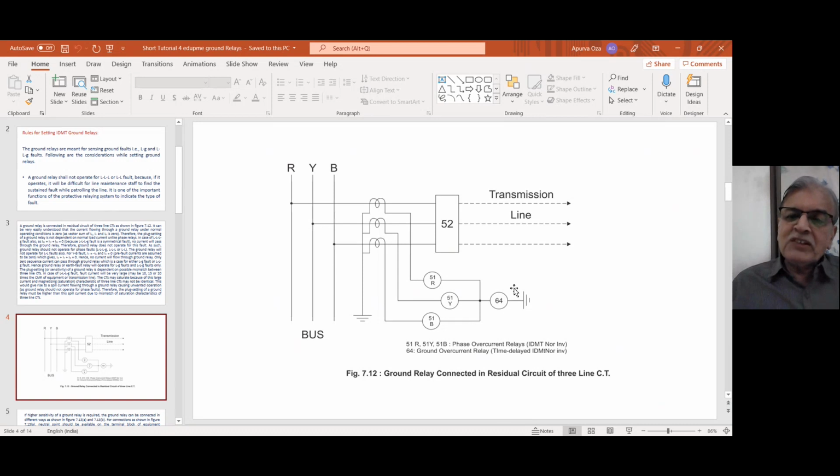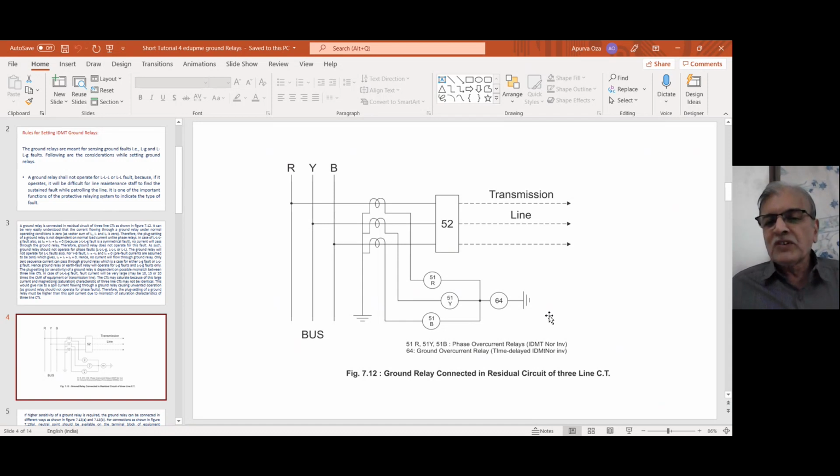So IR plus IY plus IB is passing through 64. And as we know, under very normal condition, normal meaning no fault of any kind, normal current passing through the transmission line, IR plus IY plus IB is always 0.